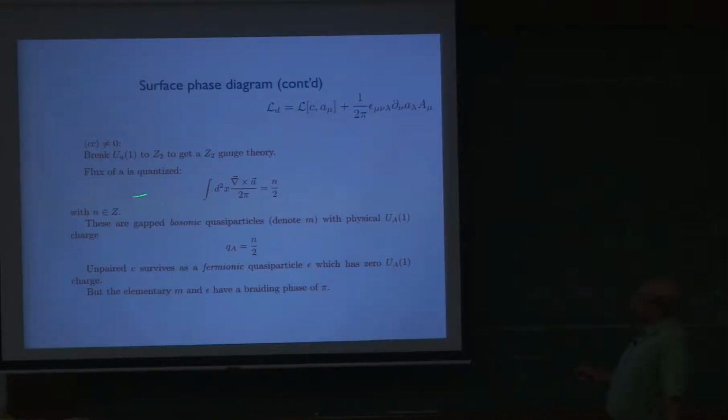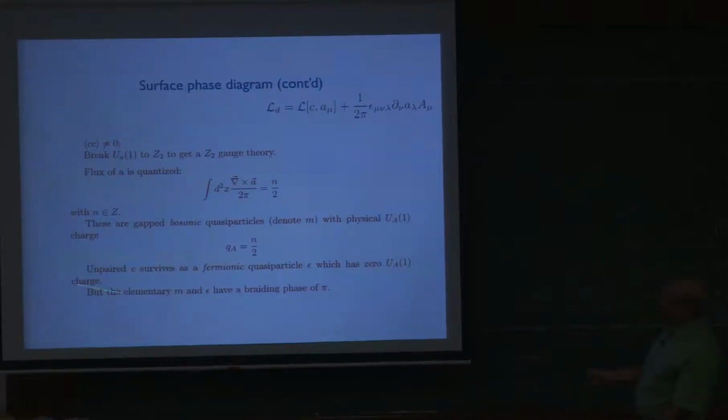Now, in this state, the flux of little a is quantized. There's a charge 2 Higgs condensate for little a, so the flux of little a is quantized in units of pi. There are flux tubes where this integral is n over 2 with n in Z. The elementary object is where the flux is pi. But this flux is precisely the physical capital A charge, flux by 2 pi is the capital A charge, which means that there are quasi-particles in this phase which have fractional charge of half. So it is a gapped insulator, but it has fractional charge excitations.